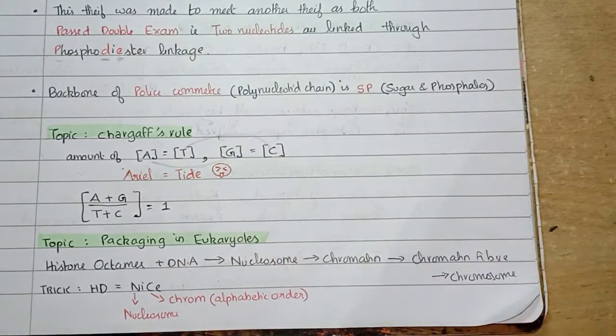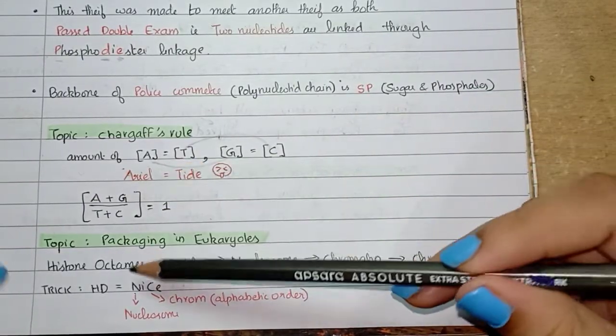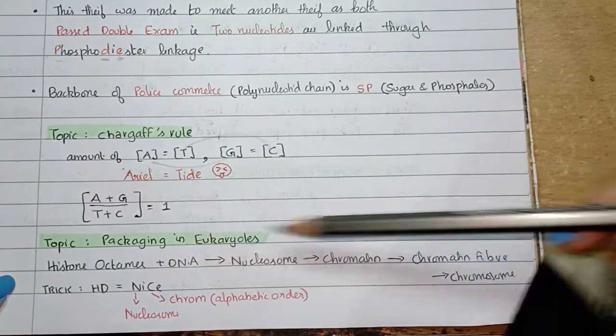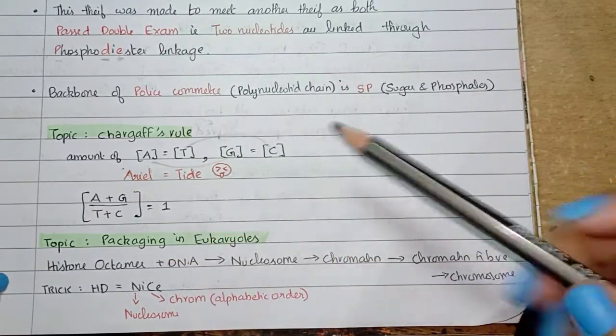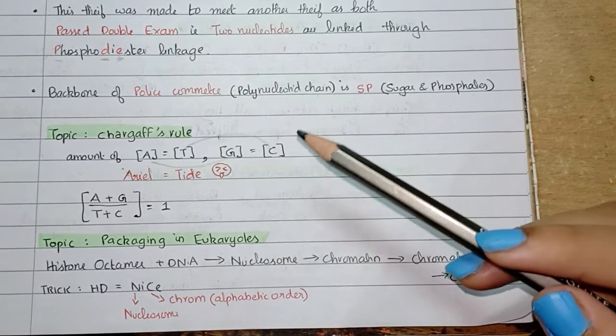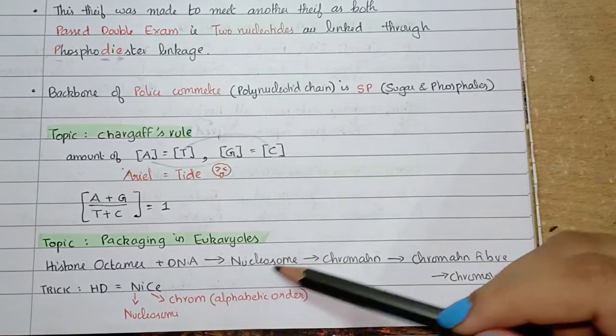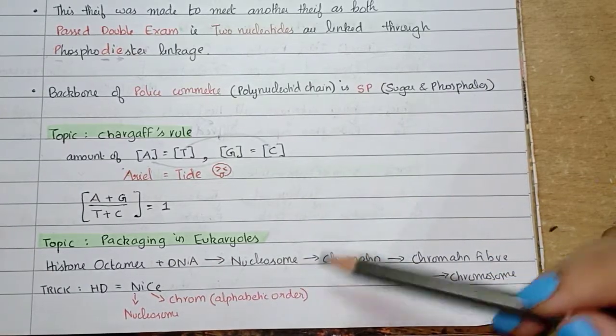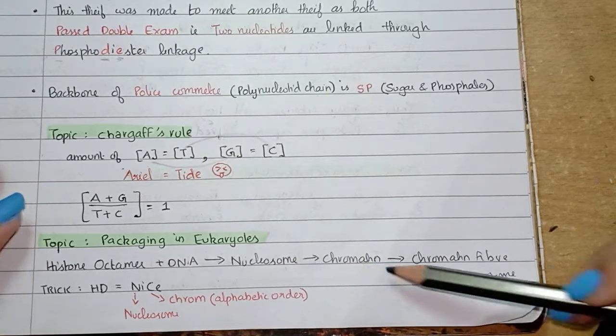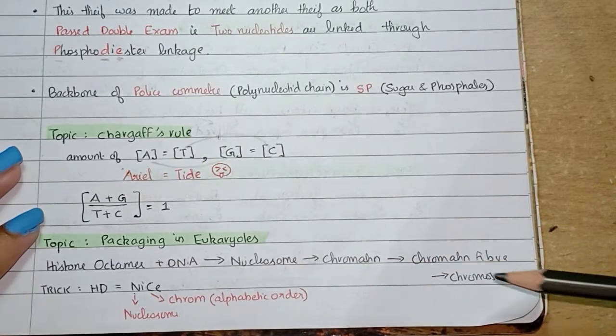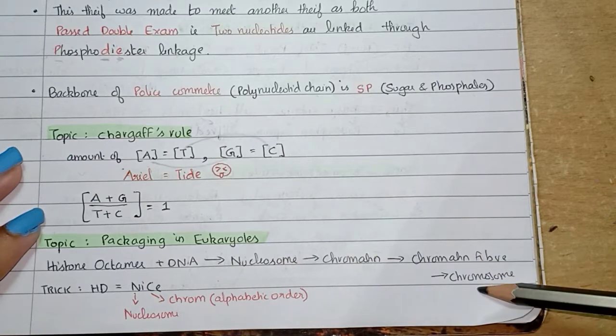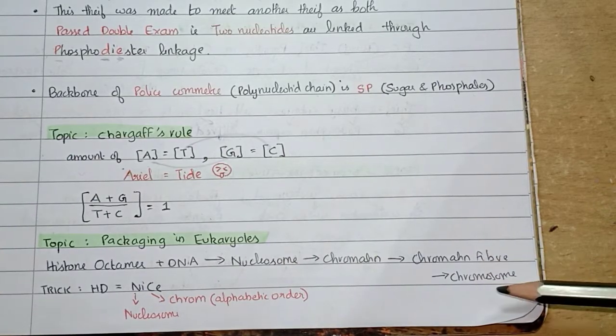Okay, how is the DNA packed in eukaryotes? So histone octamer plus DNA is the first, the small unit, and then a little bigger, that is the nucleosome. Then all the nucleosomes constitute the chromatin, and all these chromatin constitute the chromatin fiber, which again forms the chromosome.